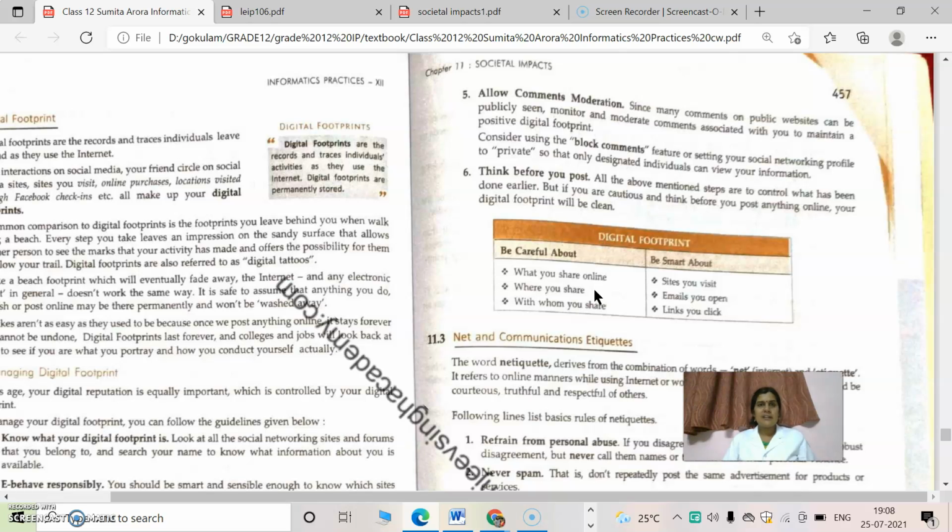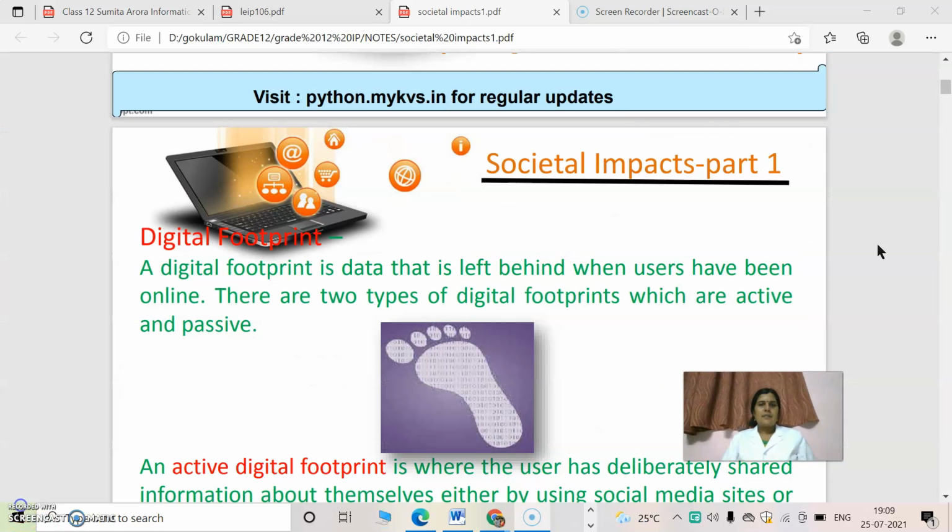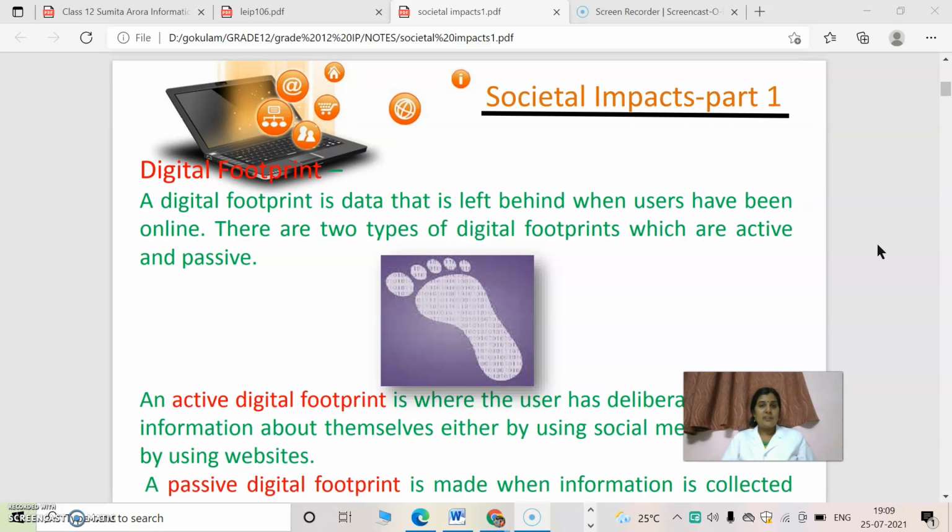So digital footprints are the footprints which are created by digital activity. When we are visiting any website, our data is stored. These are all referred to as digital footprints. So let's look at some examples of digital footprint. A digital footprint is nothing but the data that is left behind when users have been online.